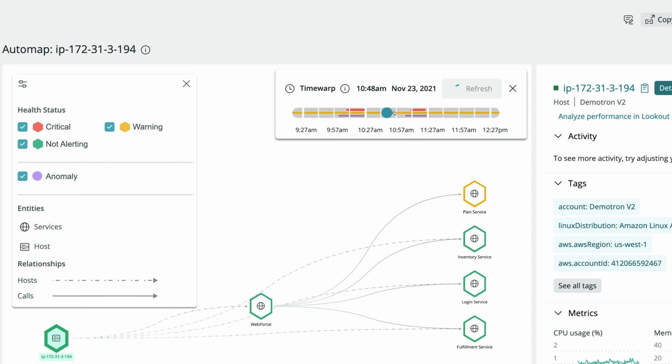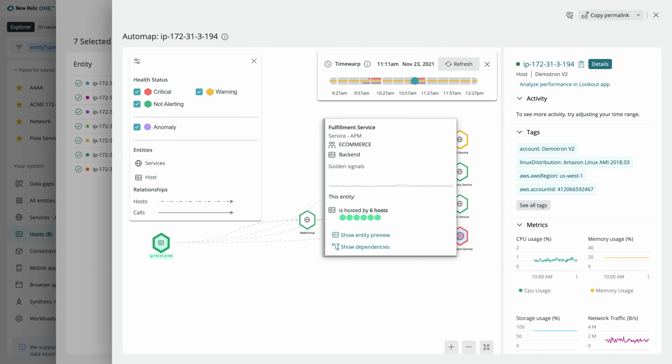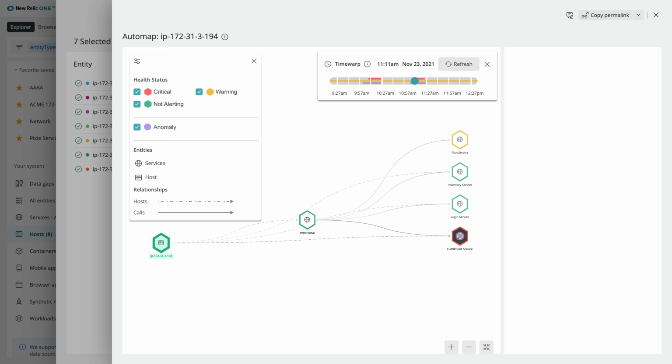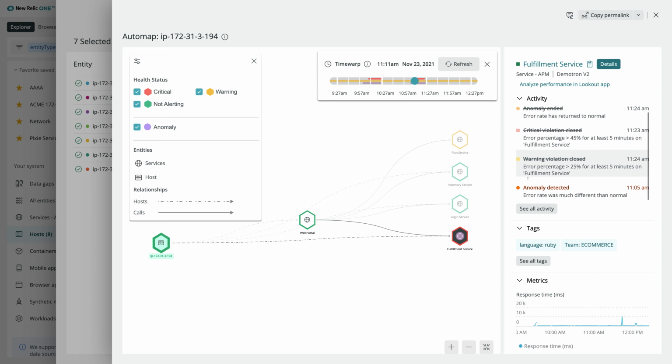Let's move to the right and check out that second health status grouping. This time, we see that it's the fulfillment service that's having an issue around 11:11 a.m. So let's mouse over that service and select it to bring up its details on the right-hand side. Here we can see that an anomaly was detected and the error rate is much different than normal.